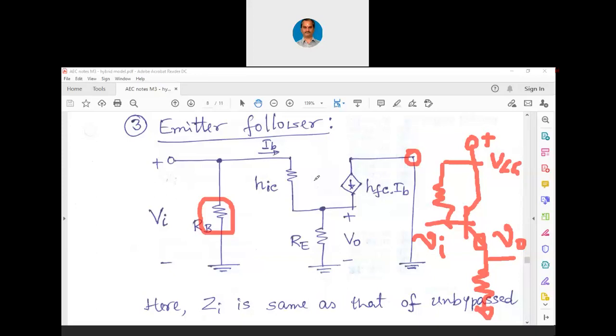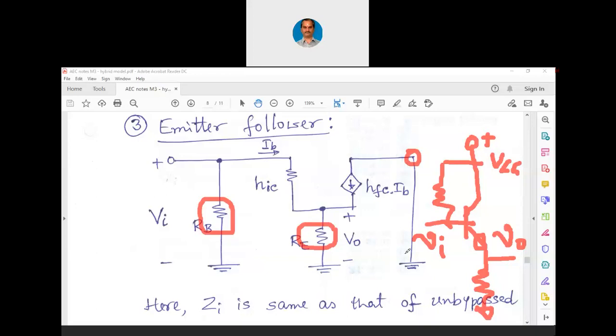And then we have HIC. Why is it HIC? Because it is a common collector configuration. Emitter follower is basically a common collector configuration. Input is at the base, output is at the emitter, collector is common to input and output. That's why it is called that way. So you can see this RE also here. RE is connected to ground, emitter is not connected to ground, whereas collector is connected to ground.